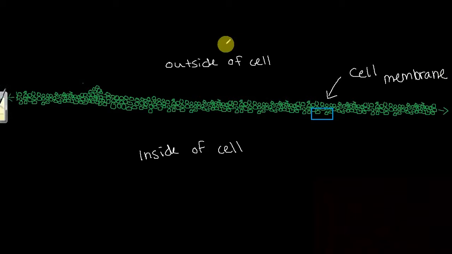So we have the outside of the cell, and we have the inside of the cell, pretty self-explanatory. And the cell membrane keeps things that are supposed to be outside, outside, and keeps things that are supposed to be inside, inside, and allows things to move back and forth in limited amounts based on how the cell needs it. So it's extremely important.